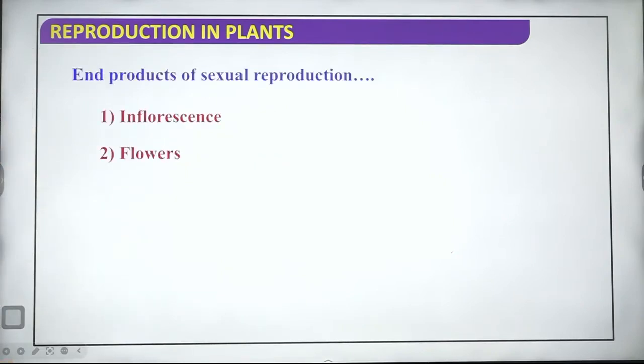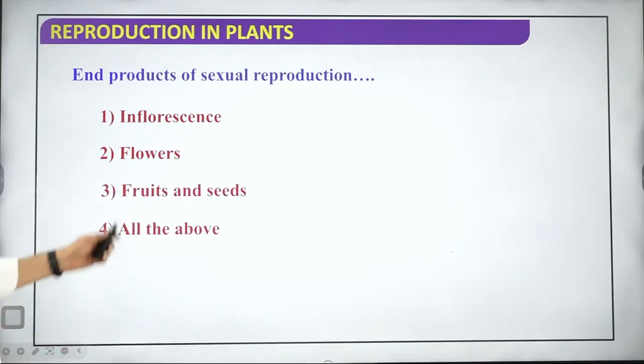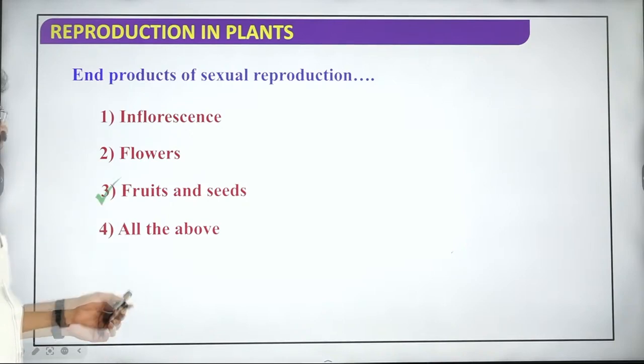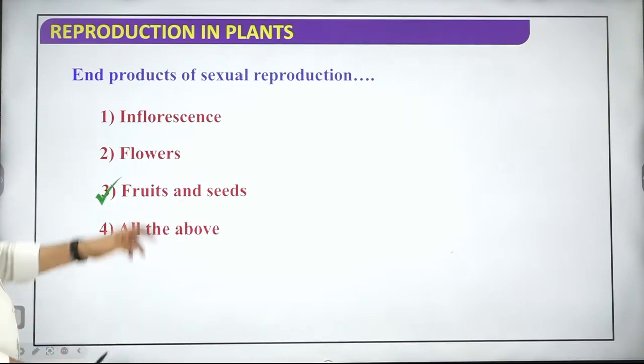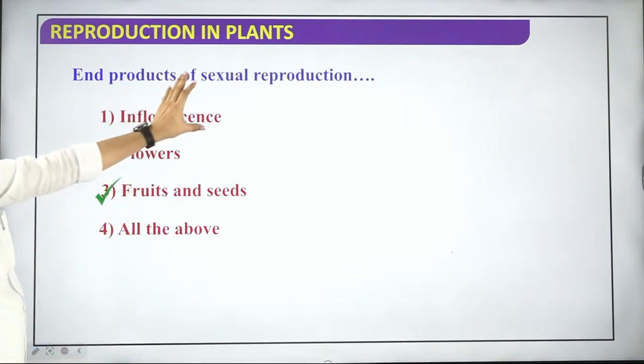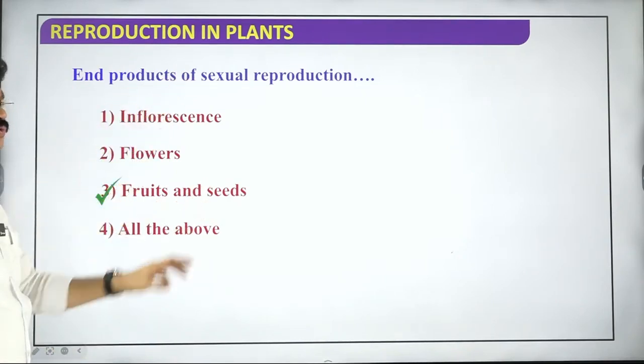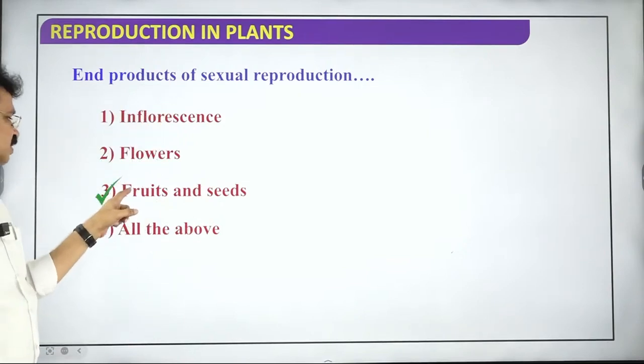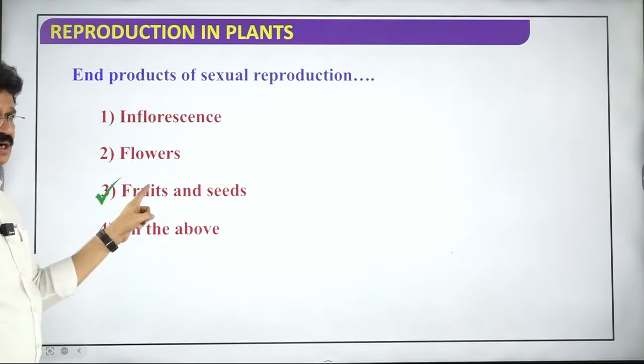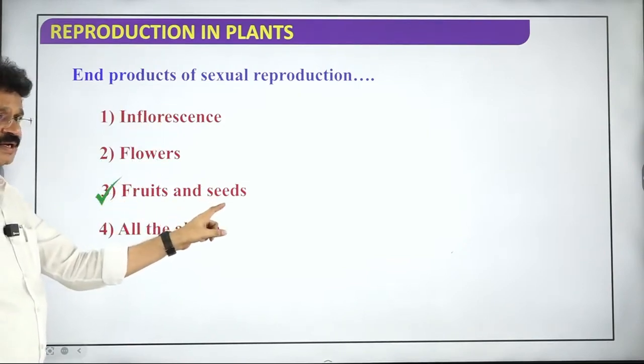Next question. End products of sexual reproduction. Final, ultimate end products of sexual reproduction: inflorescence, flowers, fruits and seeds, or all of the above. Answer: fruits and seeds only. Inflorescence and flowers are helpful for sexual reproduction, but the end products of fertilization are fruit and seeds. Ovary becomes a fruit and ovule becomes a seed.